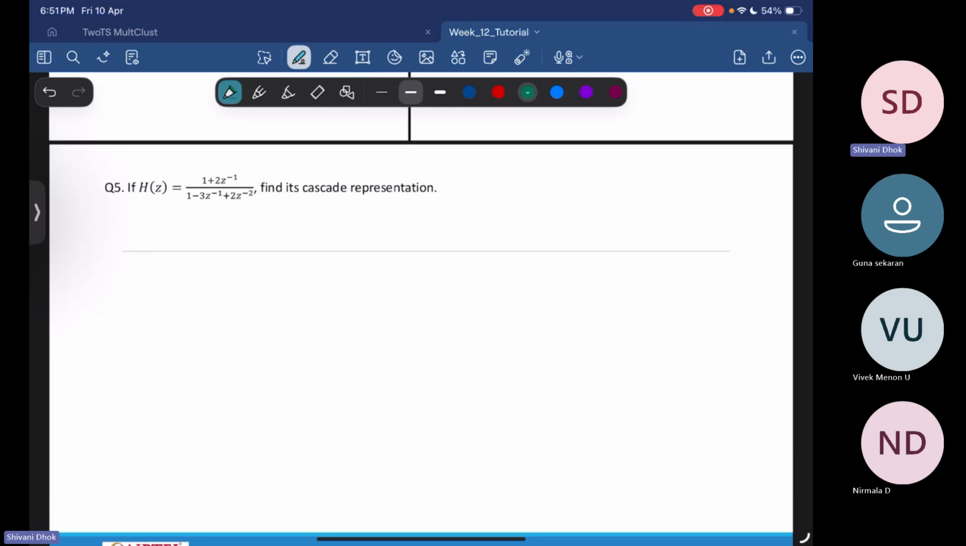So the next question says: find the cascaded representation of the same transfer function. Essentially what I'm going to do in today's class is to take two transfer functions and represent them in all the 7 possible system realization forms and see how to construct the systems.